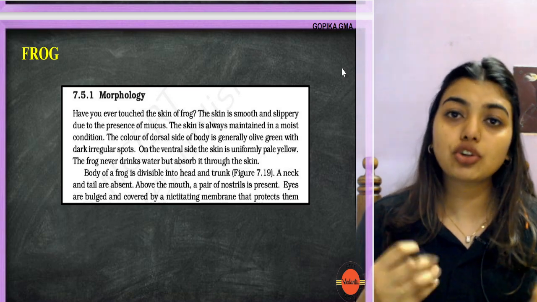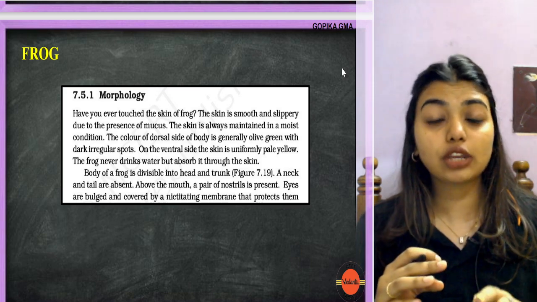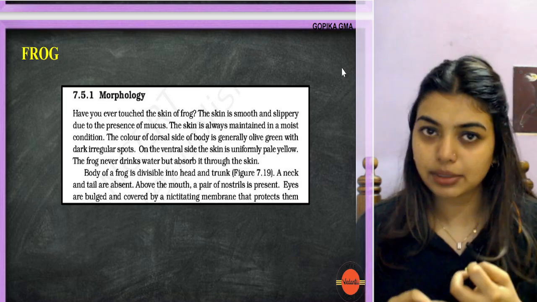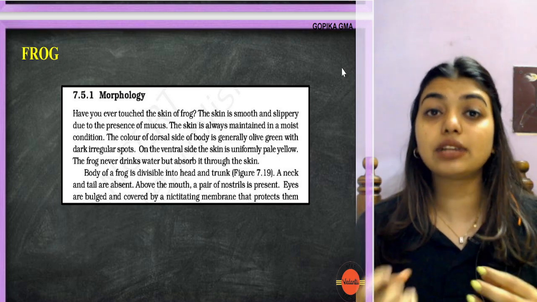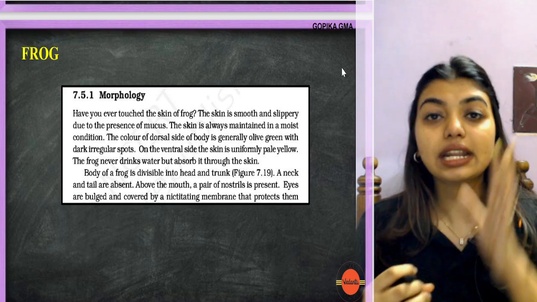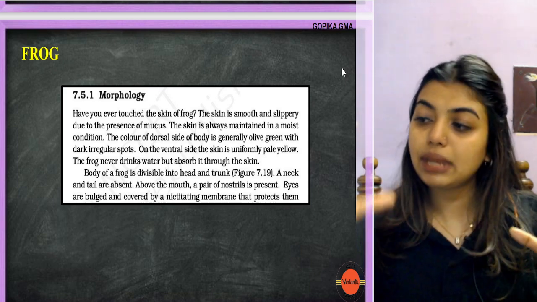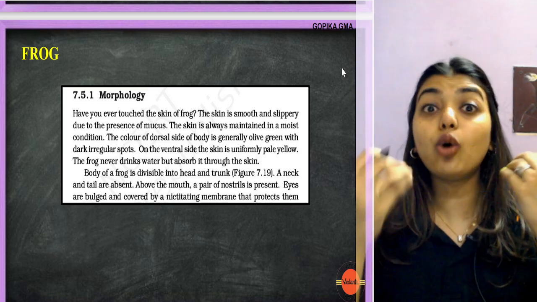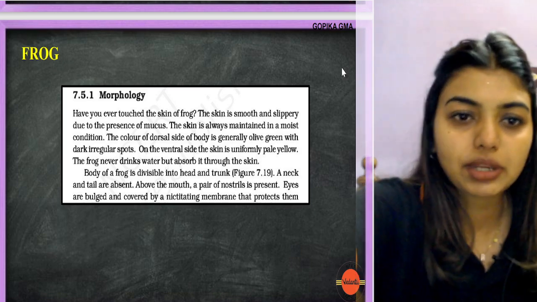And during the summer they go for sleep, during winter also they go for sleep. Summer sleep is called estivation, winter sleep is called hibernation. And the rainy season is the breeding season, when the frogs come out, and the male frogs call the female frogs by a loud croaking sound. This is how much we have understood about it.